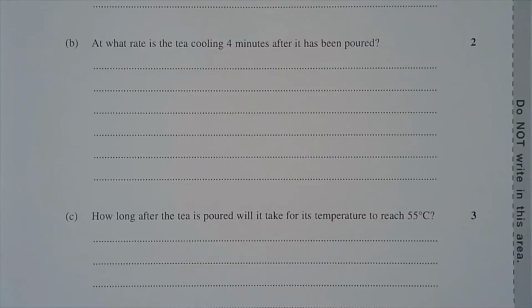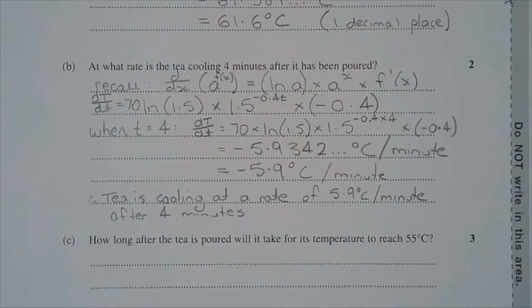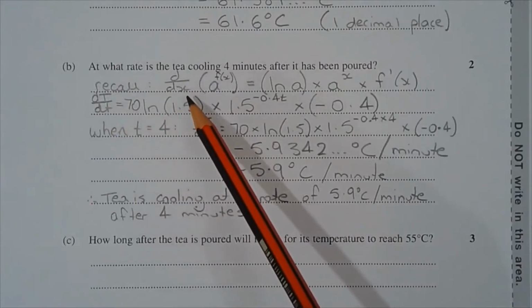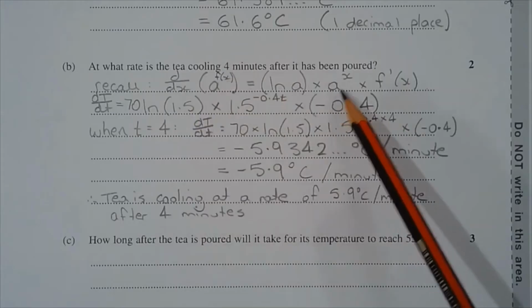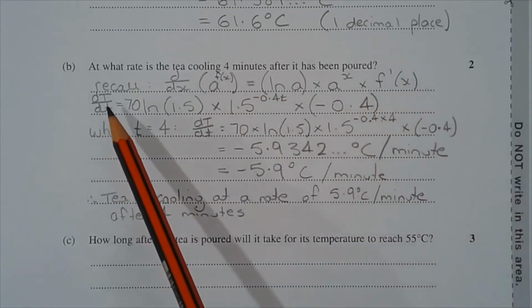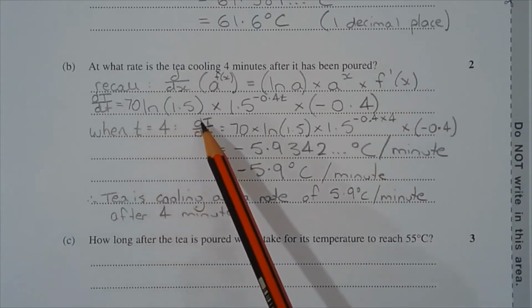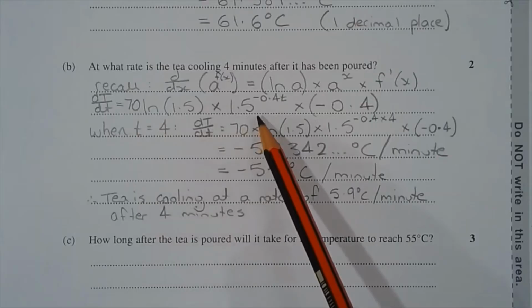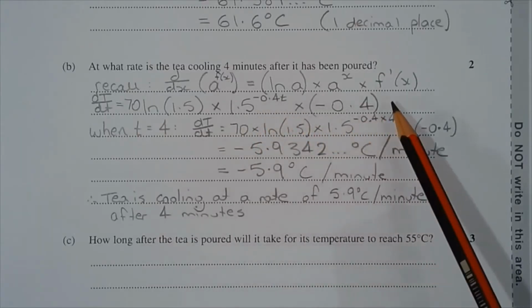Part B. At what rate is the tea cooling 4 minutes after it has been poured? Recall that the first derivative with respect to x of a to the power of f of x equals ln a multiplied by a to the power of x multiplied by f dash of x. Hence, dT/dt equals 70 multiplied by ln 1.5 multiplied by 1.5 to the power of negative 0.4t multiplied by negative 0.4.